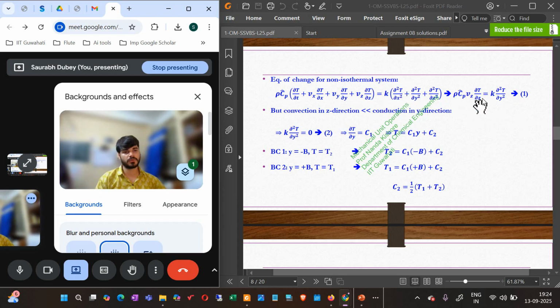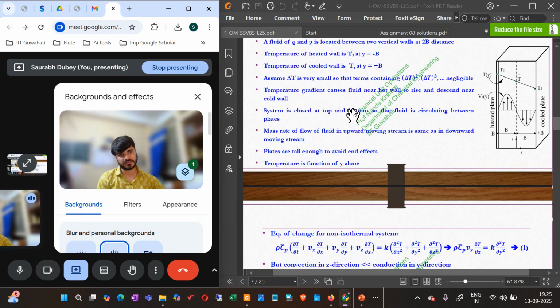So overall, what you are having from here: del T by del z you are considering, right? How? Vz del T by del z, and from here del 2T by del y square will exist. So this one we found. But compared to this term, convection in the z direction, you are not considering. It is very less as compared to conduction in the y direction. In the z direction you are having very little convection.